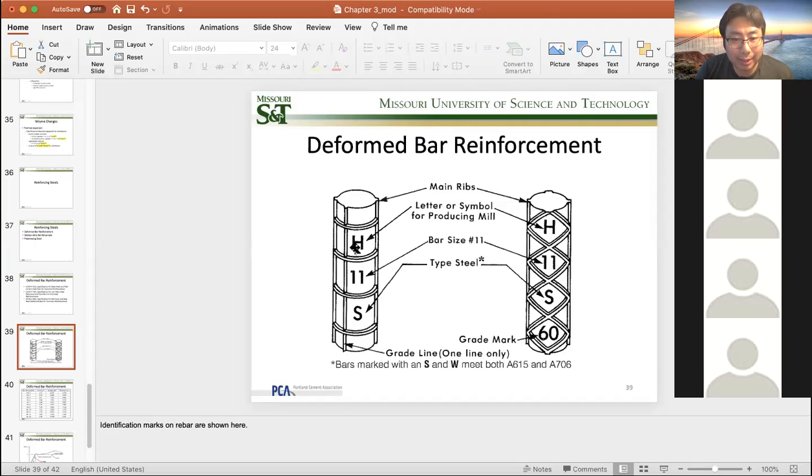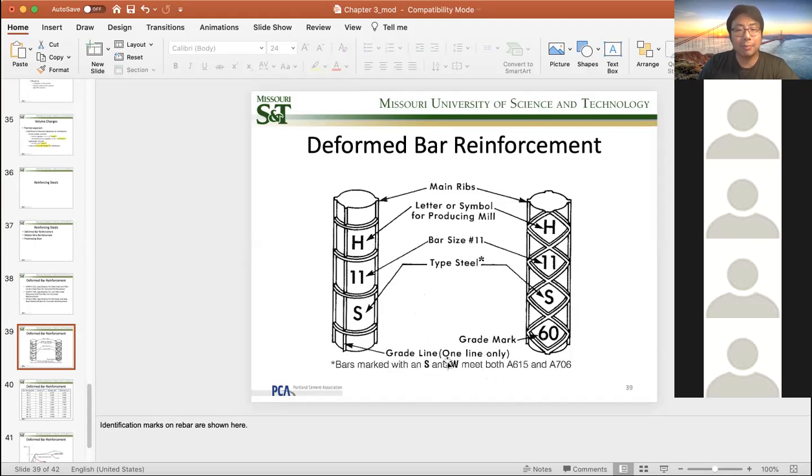So the first letter is a symbol for the producing mill, where it comes from. Next number is bar size, the size of the bar. And then the last letter, S here, means what type of steel. So if it is marked with S or W, it's meeting the A615 and A706 standards.